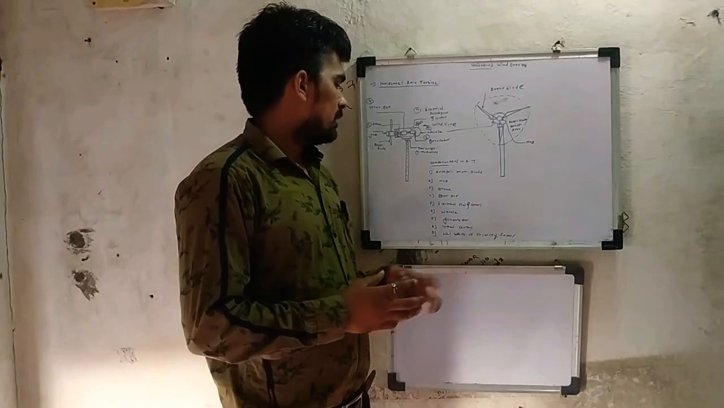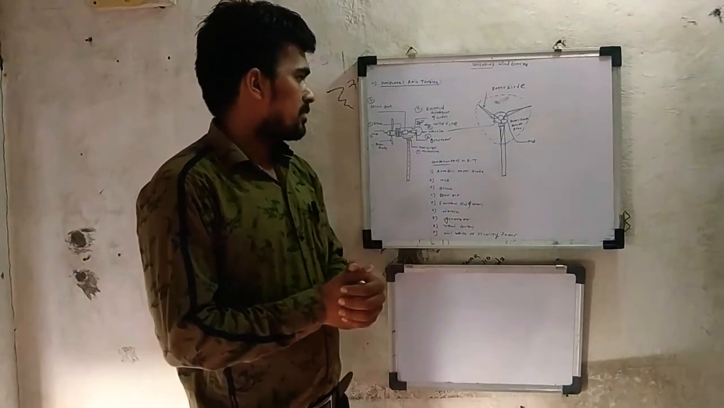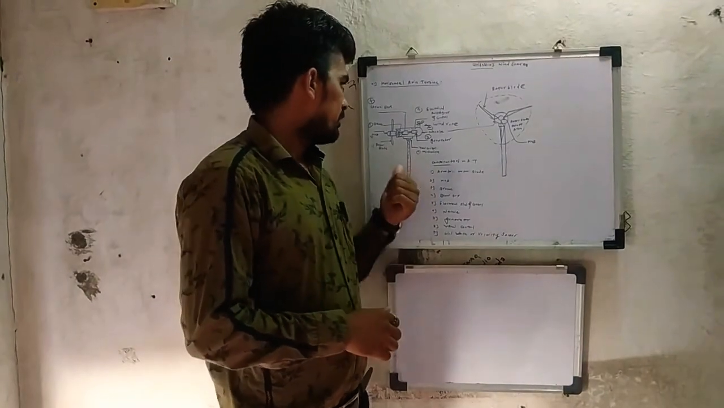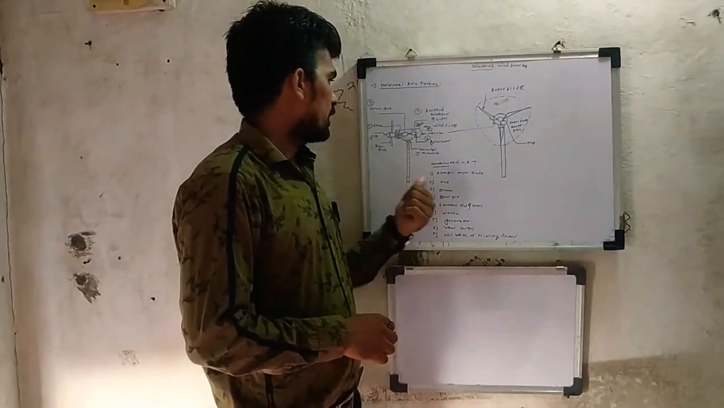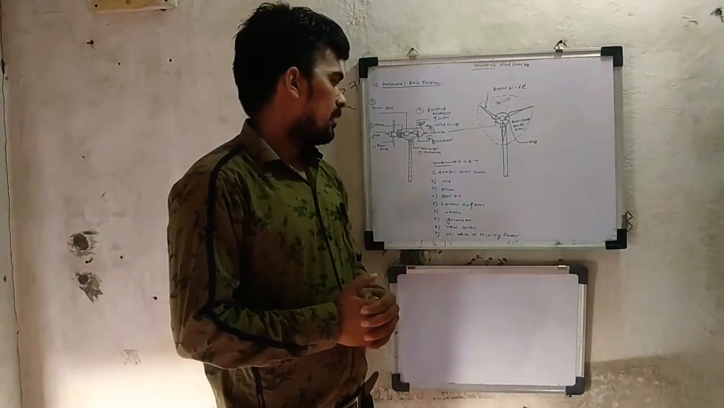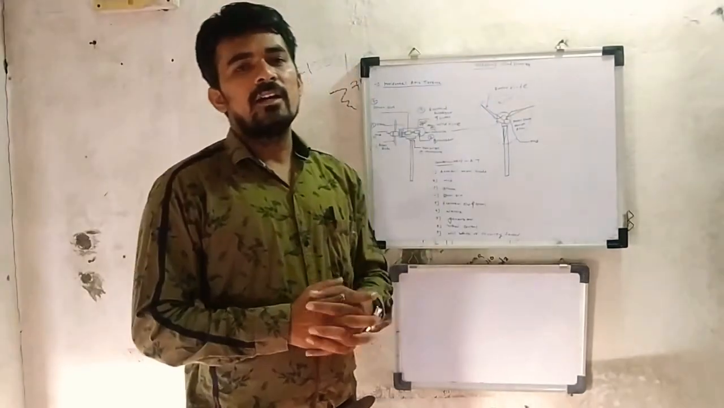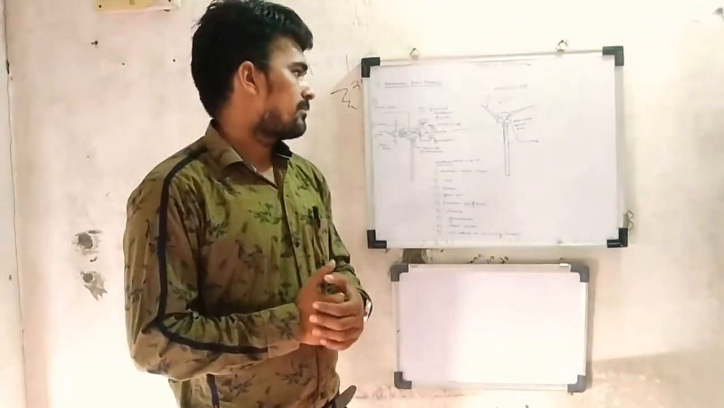So these are all the basic components of the horizontal axis turbine and its construction. This is the functional diagram of the horizontal axis turbine, where we take the 3 aerofoil rotor blades. Mostly in India we are using the horizontal axis turbine.